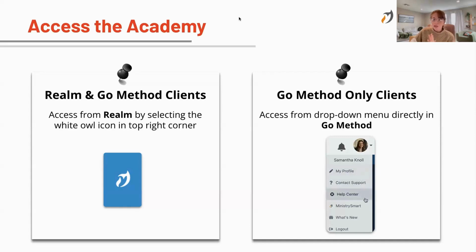If you don't own Realm and you only are getting Go Method, or you already own Go Method, you can access it directly in the product. If you're in Go Method, you can click your icon with your face at the top right, scroll down as you can see in this GIF, and click Ministry Smart Academy, and that'll take you where you need to go.